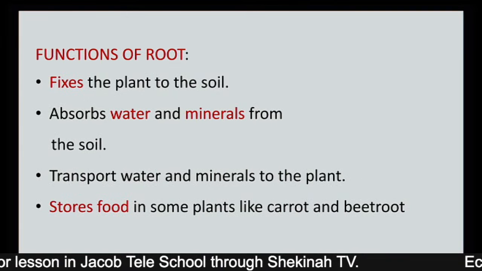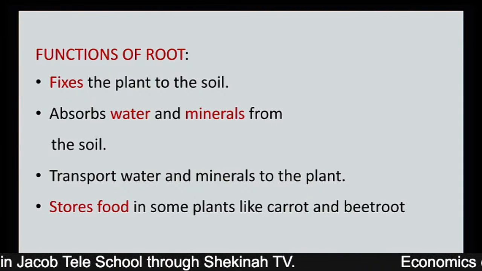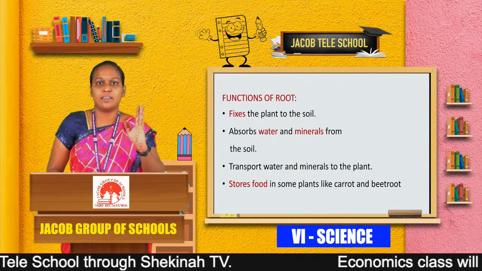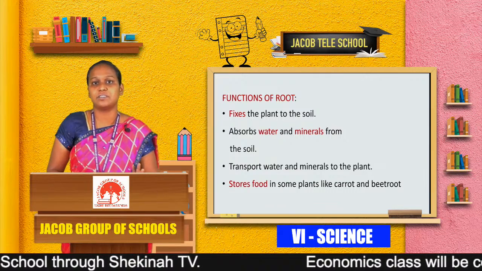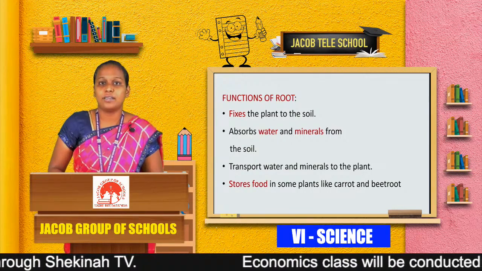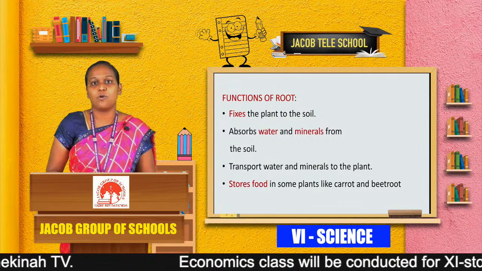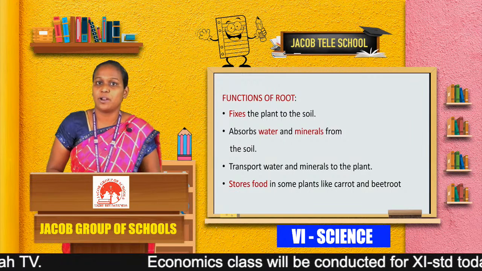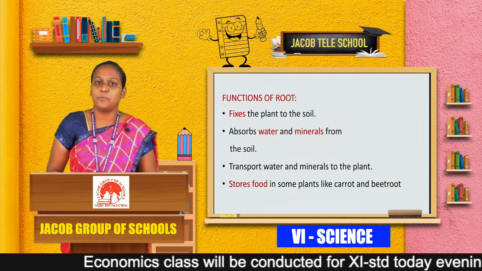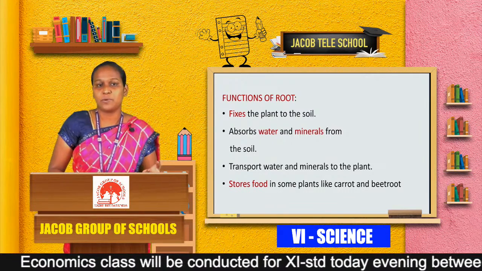Now I am going to tell you the functions of a root. The first function of the root is that it fixes the plant to the soil. That is the reason the plant stands. Next, it absorbs water and minerals from the soil. The third function is to transport the absorbed water and minerals to other parts of the plant.